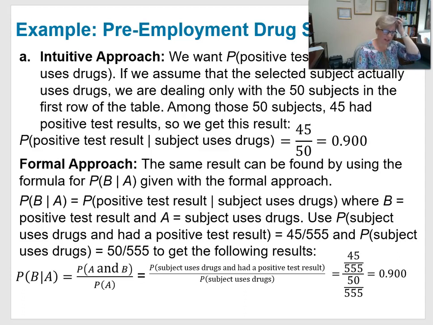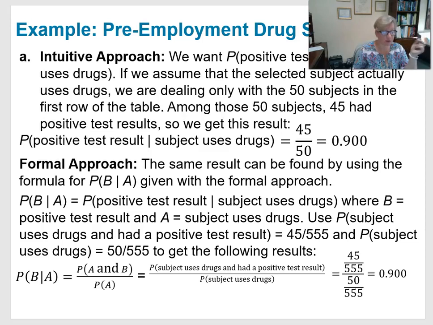All right, but if we take the formula approach, like let's just use the formulas and go all the way. The formula at the bottom of the slide says that the probability of that happening is the probability of A and B divided by the probability of A. So we have to use all the data. So the probability that the subject uses drugs and had a positive test result. Okay, so that was in the upper part of that chart, 45. 45 people used drugs and they tested positive, those true positives, out of the 555 people. So that's the probability of A and B. And then you have to divide that by the probability that the subject uses drugs.